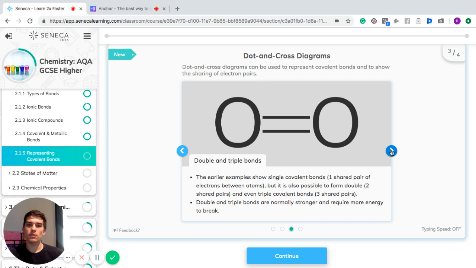And you can also get double and triple covalent bonds. The early examples we looked at were single covalent bonds, where only 1 pair of electrons was shared between the atoms. But sometimes it's possible to share 2 pairs of electrons, or even 3 pairs of electrons. If you share 2 pairs of electrons, that's called a double covalent bond. If you share 3 pairs of electrons, that's called a triple covalent bond. Double and triple covalent bonds are normally stronger and require more energy to break, simply because they have more shared electrons between those atoms.